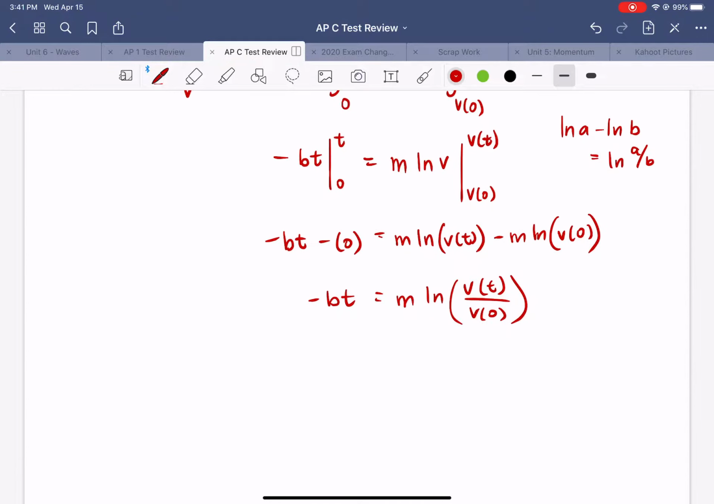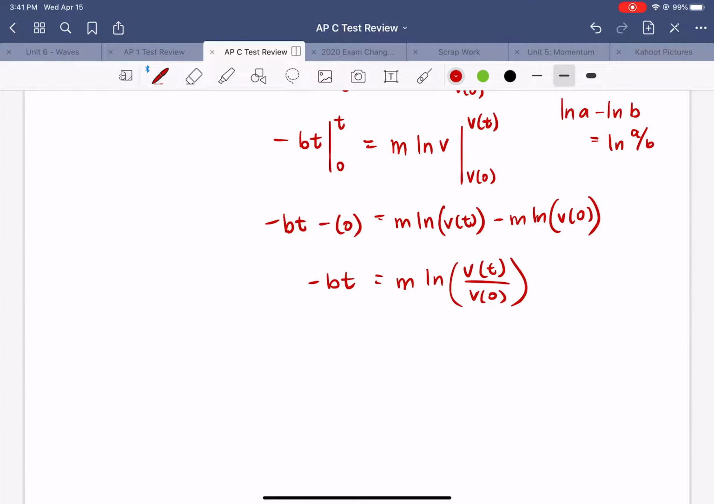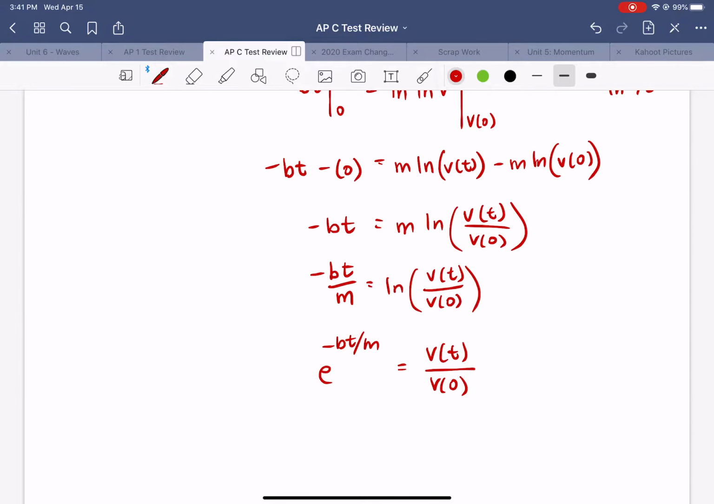All right, so now this is really just an algebra problem. We get the natural log by itself, and then we exponentiate both sides. So that's going to give us e to the minus bt over m equals vt divided by v0. And then finally, vt will be equal to v of 0 times e to the minus bt divided by m. This v of 0, that's just the velocity at time 0. We're actually told that that is what we're calling v2, so I can make that substitution.